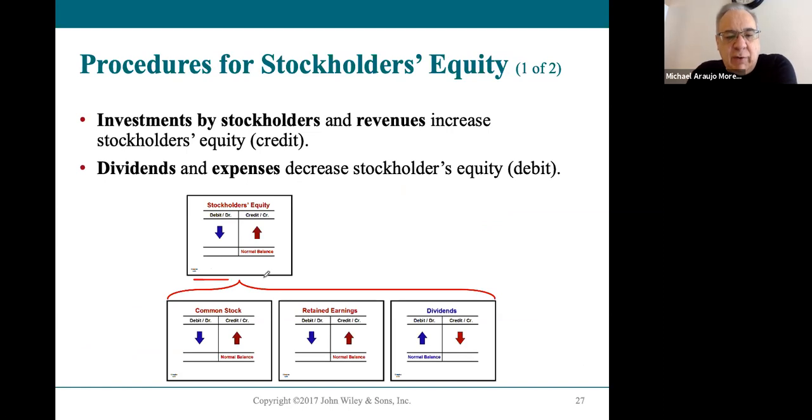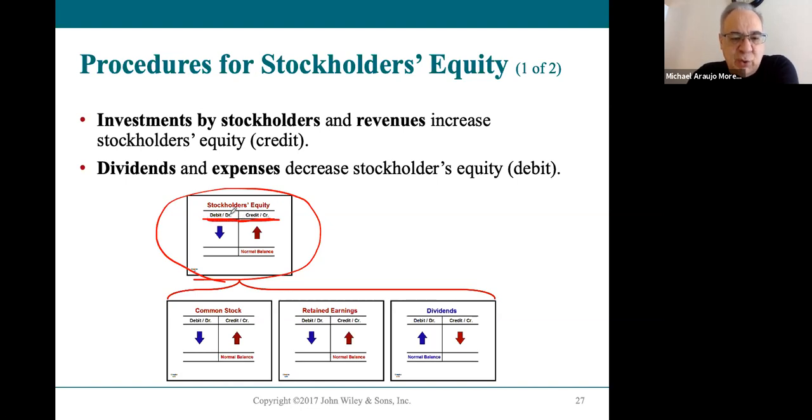Of course, as we learned from the last objective, there's a lot going on in stockholders' equity, particularly retained earnings. But in general, stockholders' equity works the same as liabilities. It's on the right side of the balance sheet. So guess what? The right side of a stockholders' equity account shows we have more. To decrease a stockholders' equity account, that's what the debit side is for.